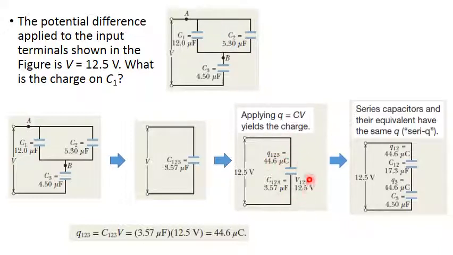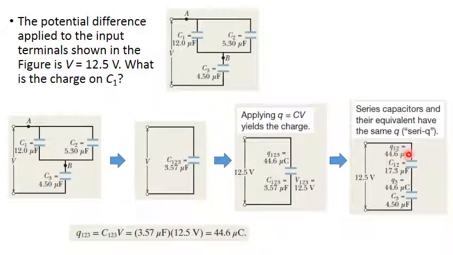Now, this equivalent capacitor effectively is a series combination between C3 and the combination of C1 and C2, C12. We said that in a series combination, the value of the charge in the upper plate would be the value of the charge in the lower plate, the value of the charge in the other plate, and so on. So the calculated charge from the equivalent capacitor would be the same charge in capacitor C3 separately and in the connected capacitor C12.